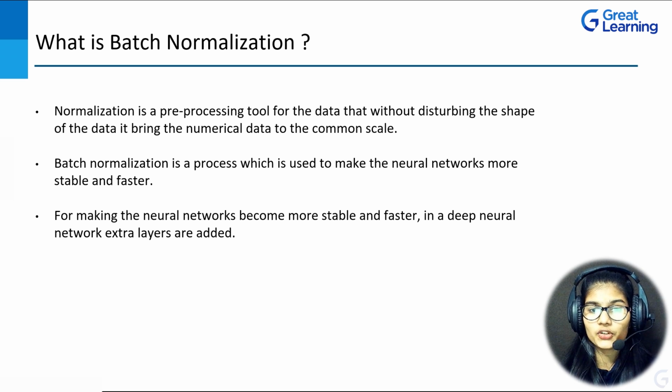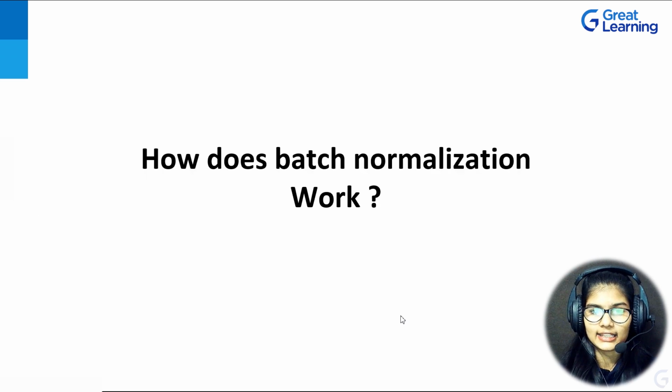How do these neural networks become more stable and faster? In a deep neural network, we add some extra layers, and by the addition of those extra layers, batch normalization works to make the network more stable and faster. So this was about batch normalization and normalization.